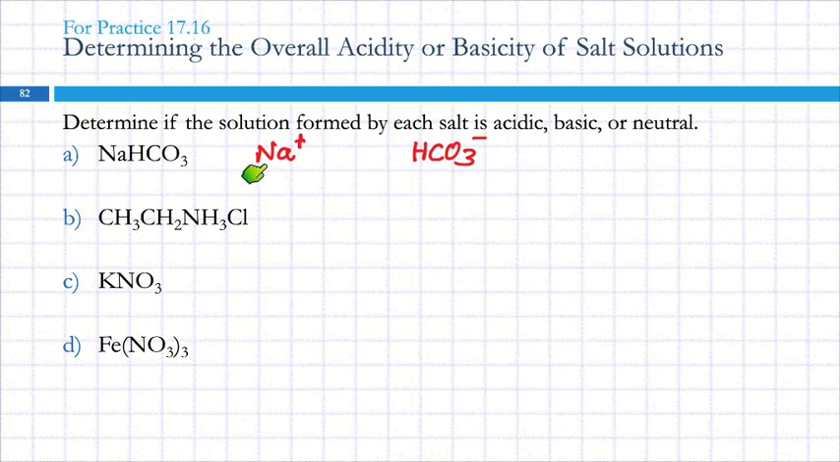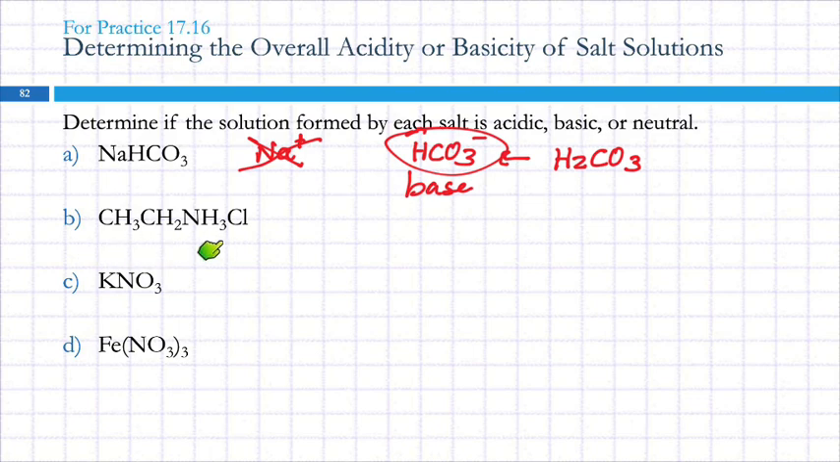This is the counter ion of a strong base, sodium hydroxide. So that's going to be neutral. What acid does this come from? Carbonic acid, H2CO3. It isn't a strong acid, so it must be a weak acid. So this acts as a base. So the solution will be basic.